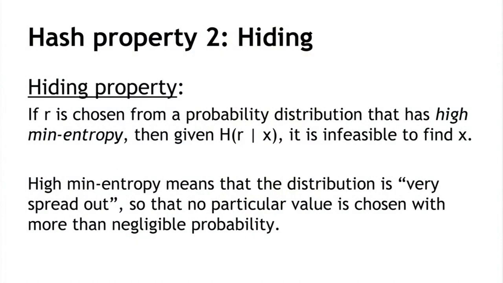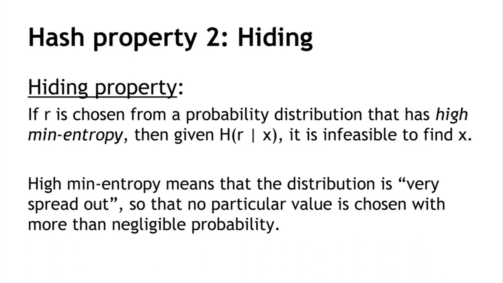And the way we're going to fix this problem with the common value x, like heads and tails, is we're going to take the x and concatenate with it a value r, which is chosen from a distribution that's really spread out. And so this h of r concatenated with x means take all the bits of r and put after them all the bits of x. And so what we're going to say is, given the hash of r together with x, it's infeasible to find x, and that this will be true in the formally stated property that if r is a random value chosen from a distribution that has high min entropy, then given the hash of r concatenated with x, it's infeasible to find x.